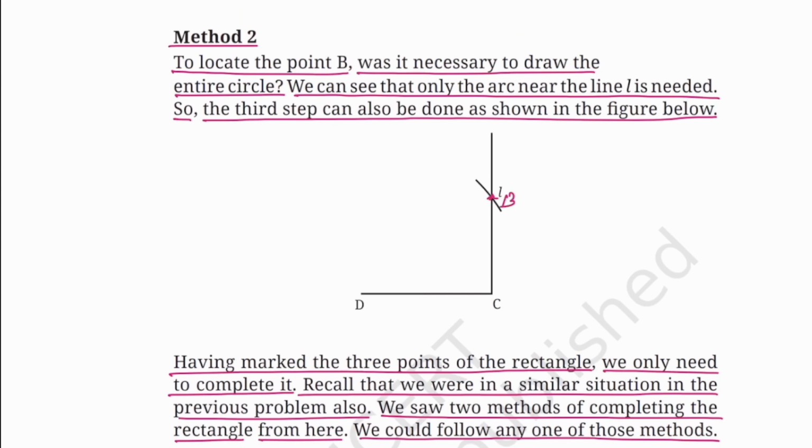After getting the point B, you can draw a perpendicular at B like this and a perpendicular at D like this. This will be point A. Another method of doing that is, after getting the point B, you can measure distance CB using a compass and draw a perpendicular at D and cut the perpendicular such that you get the point A. Your required rectangle is here.